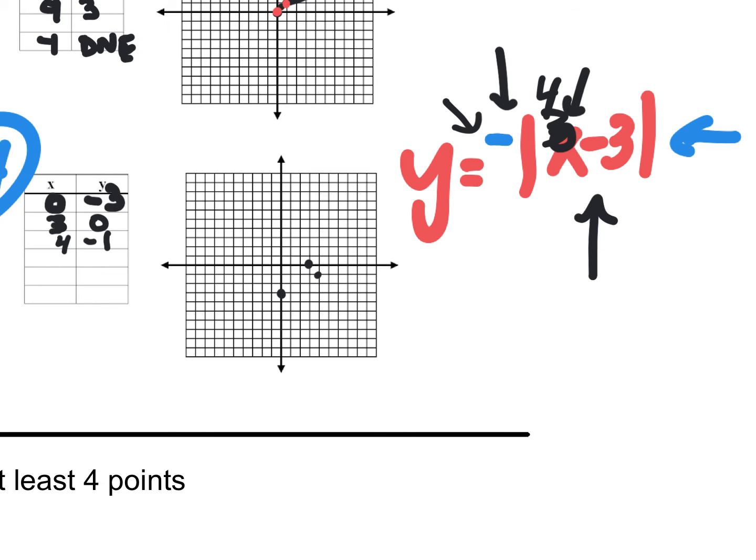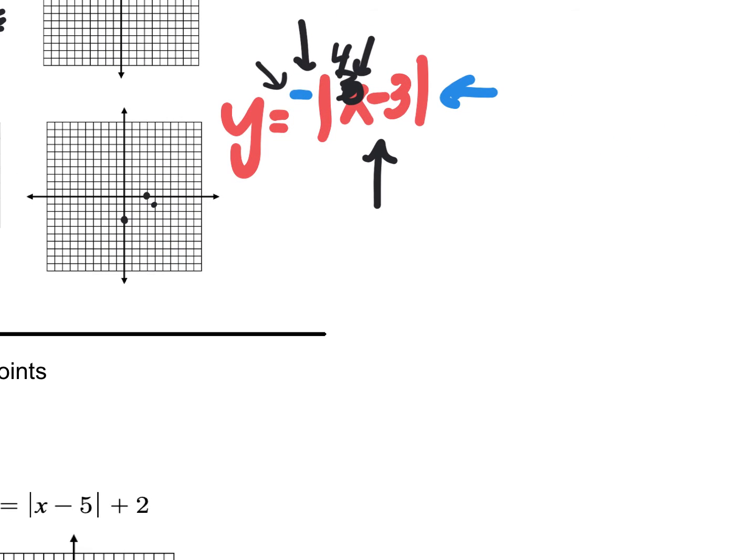Ooh, I'm sensing a V shape here. That's an upside down V shape. And think about it. Absolute values are V shapes. This means that it's been vertically flipped. So it's an upside down V. And it's been moved to the right 3. And if you just connect it here, would you agree that that's a V shape that's been moved to the right and been flipped over?